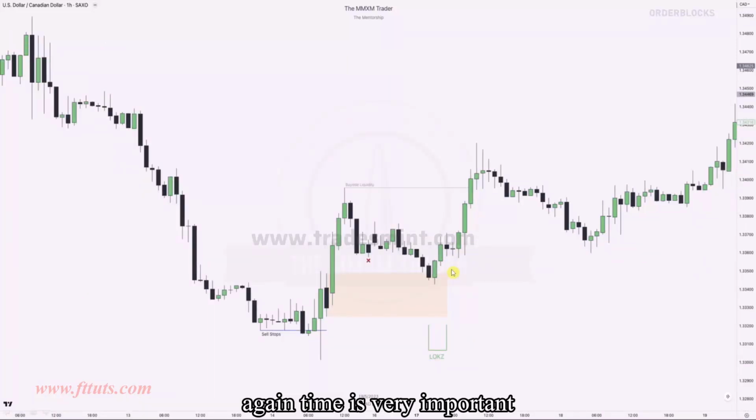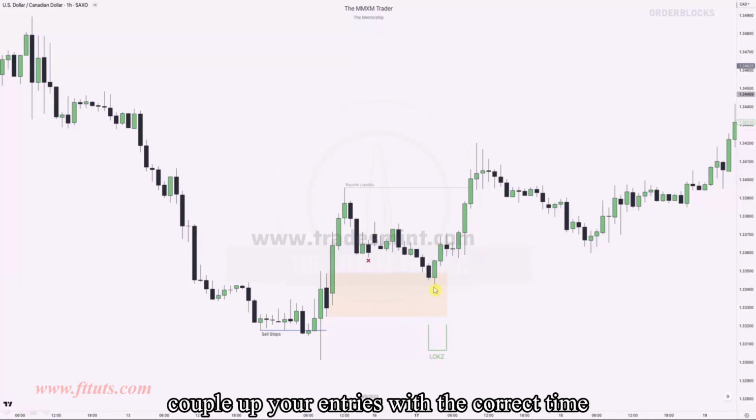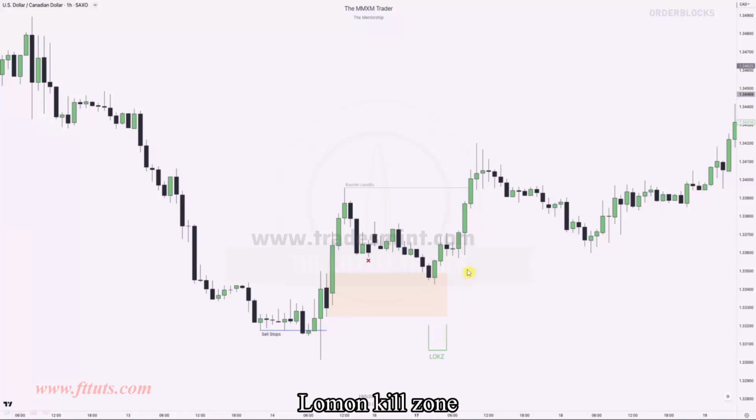Again, time is very important. So London kill zone over here, right? Couple up your entries with the correct time. We can use again London kill zone, New York kill zone, London close kill zone. And if you're aiming for low of the day, London kill zone most of the time is your best bet.